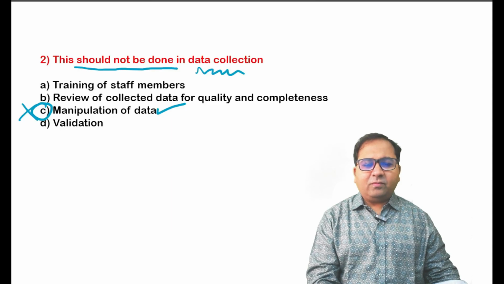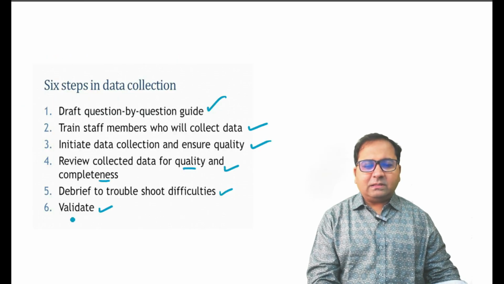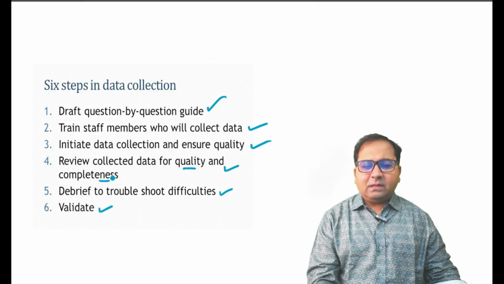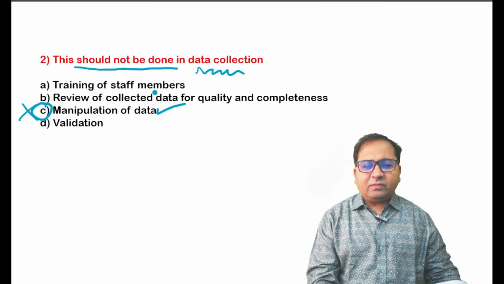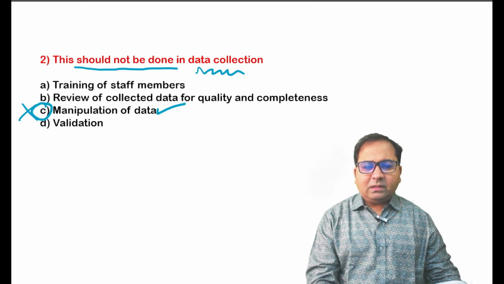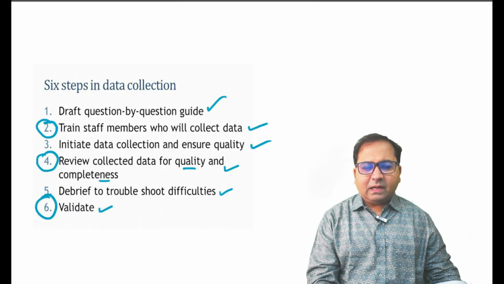Now we'll see from our question what the options are. We had validation. Yes, the sixth point was validation. We had review of collected data for quality and completeness. Yes, the fourth point was there. Then training of staff members was there. Yes, training the staff members who collect the data. So there are 6 steps in data collection. You have to remember these 6 steps. And in this question, all these 3 options were there except the manipulation of data.